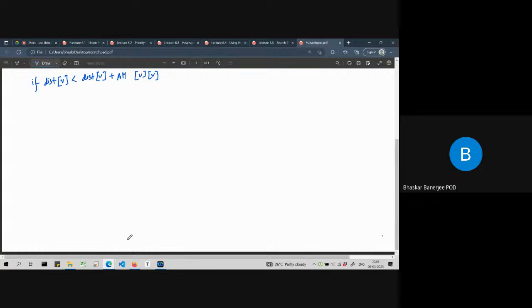So if it is, or sorry, not lesser, it should be more. If this condition holds, if it is more, then you would update it with distance of V equal to this thing. Yes, sir. So this particular step is what we call the relaxing operation.